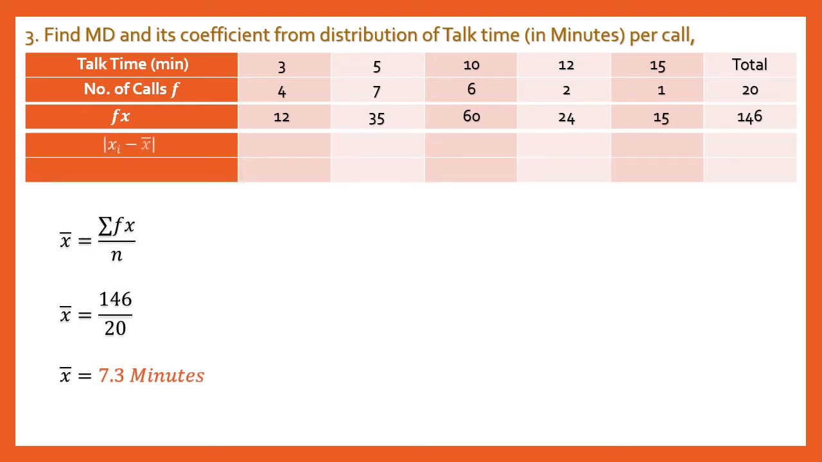Now we have to calculate modulus xi minus x bar and then multiply it with the frequency. Now here modulus xi minus x bar will be the talk time values minus 7.3, and the answer we will write down as positive, whether it is positive or not.